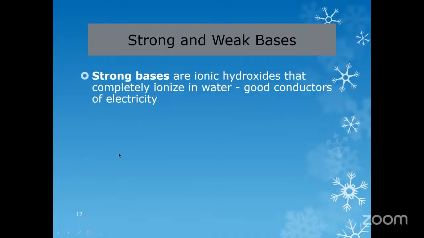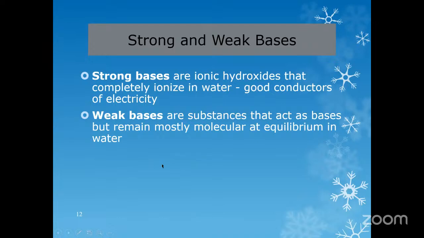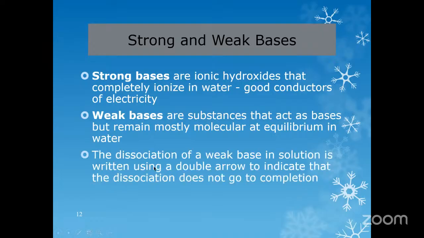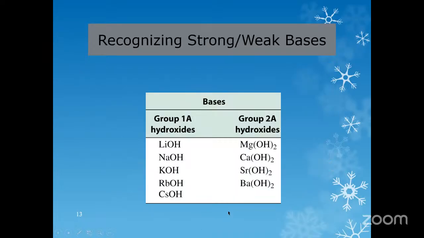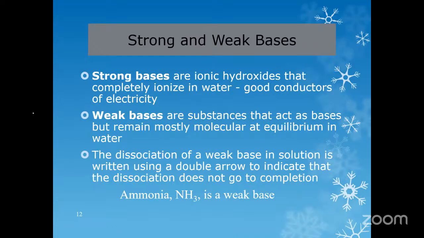and therefore they're good conductors of electricity. Weak bases are typically molecular compounds which produce hydroxide ions, but the concentration of hydroxide ions is not great, and that's because there's a back and forth, as in the case of weak acids. One example of a weak base is ammonia. When you add ammonia to water, this is what happens: NH3 plus H2O gives you NH4 plus and OH minus, right? And as you can see, the double arrow indicates the back and forth.